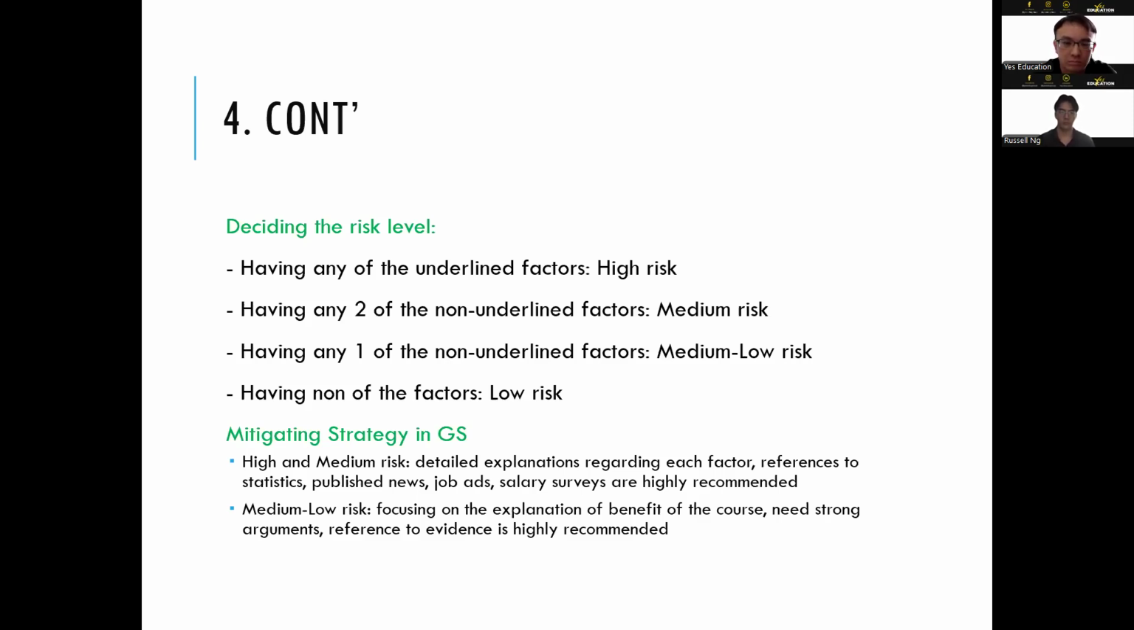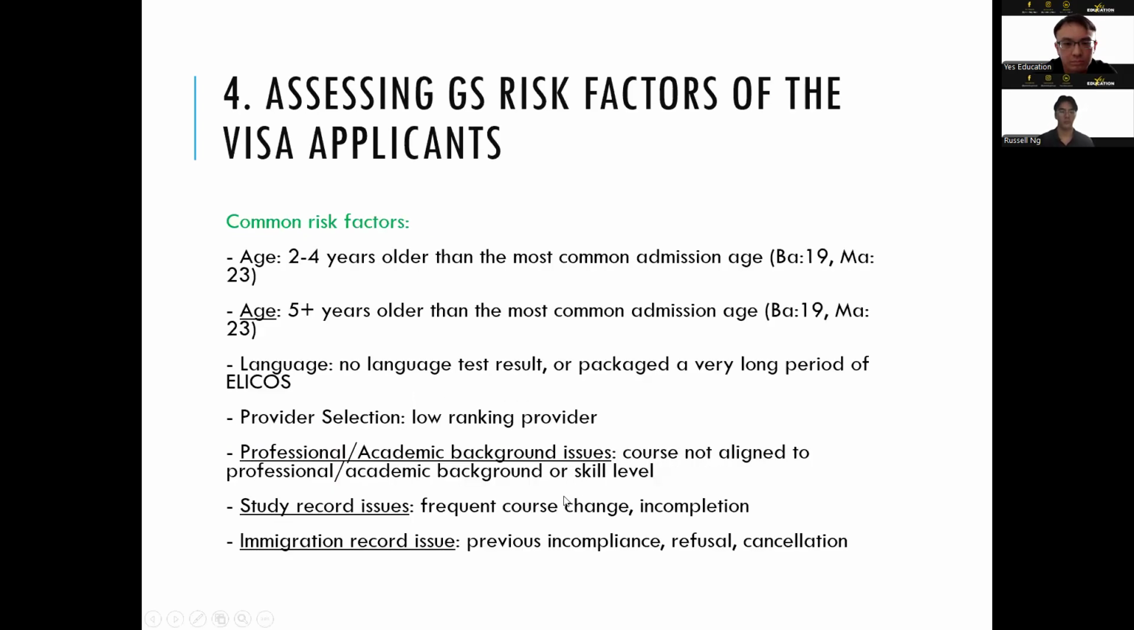For example, if you think this student's age is a bit too old, you need to talk about why he's applying for this school or university at this age. If there is a factor involved like language, then he needs to talk about language. Why I don't have a language test result? Why I am packaged with a very long period of ELICOS? You need to at least talk about it.